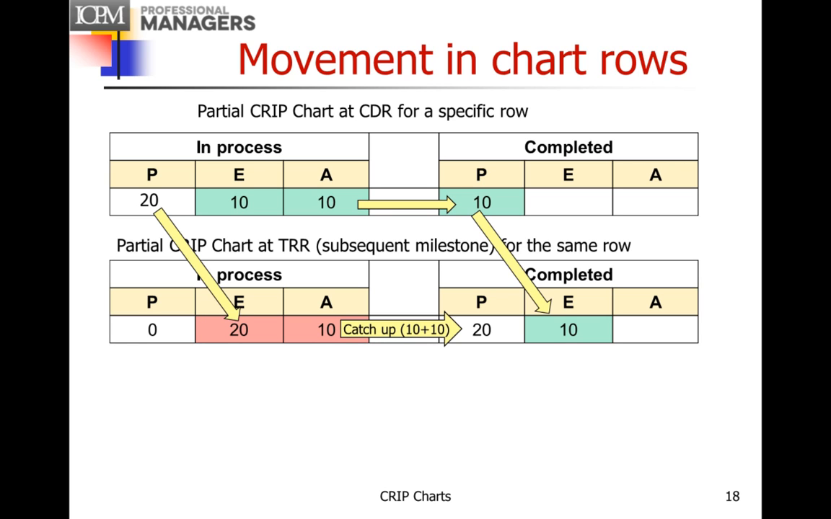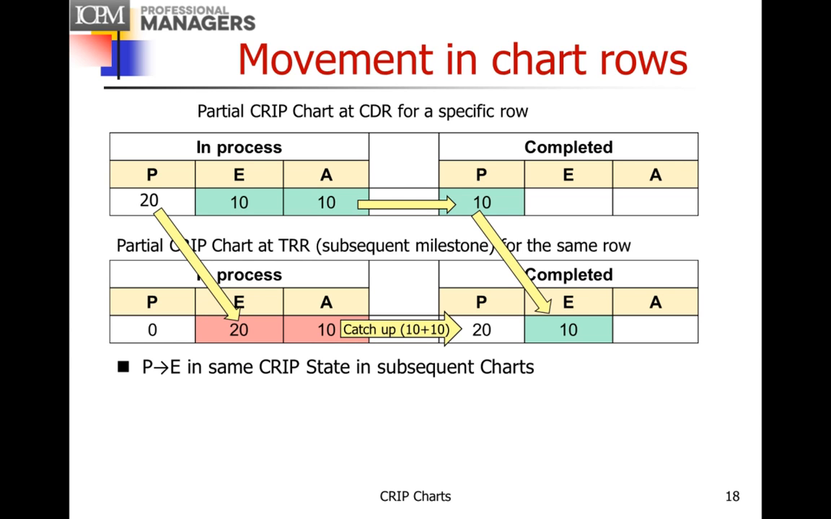And then if we look at it, we can see that although we actually put 10 requirements into process before TRR, the P number in the completed column is 20. That means we expect to catch up and get all 20 completed by next time.